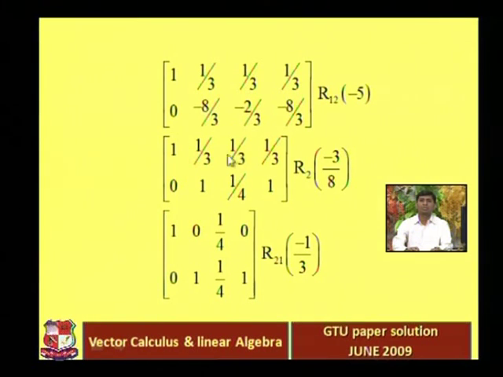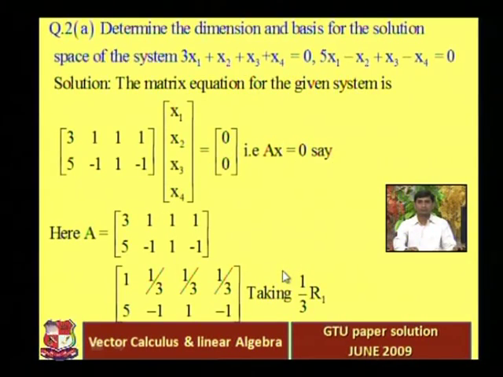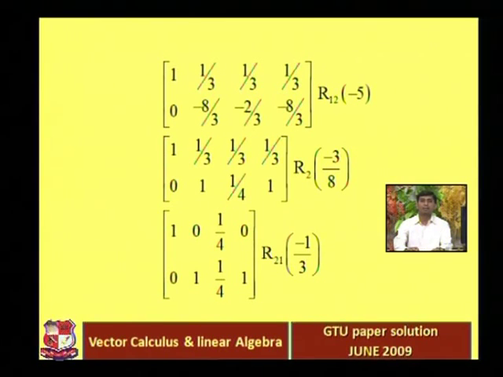Right, this is also row echelon form, but we want to convert it into a reduced row echelon form, so that's why we multiply the second row with minus 1 by 3 and add into the first row. Finally we get the first row as 1 0 1 by 4 0, and the second row is as it is, 0 1 1 by 4 1. Right, now this is a reduced row echelon form matrix.